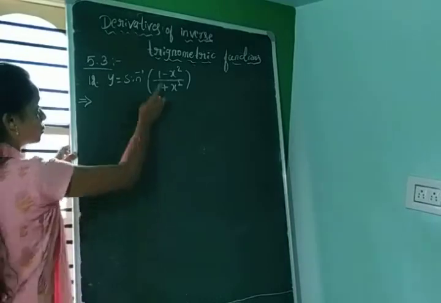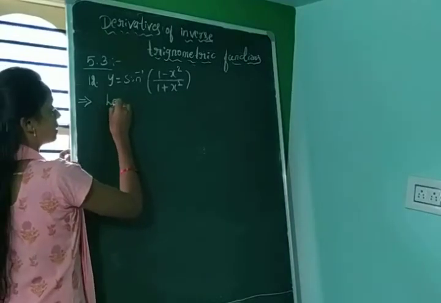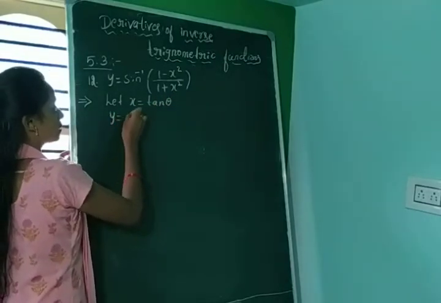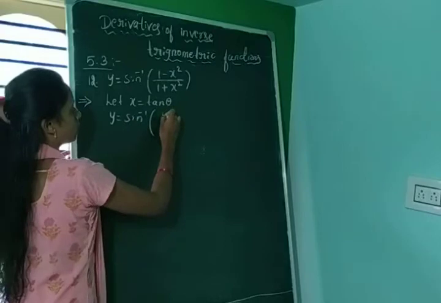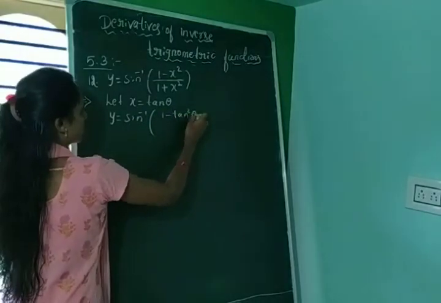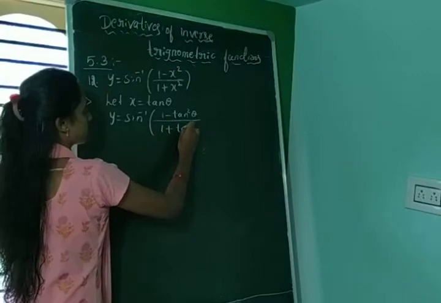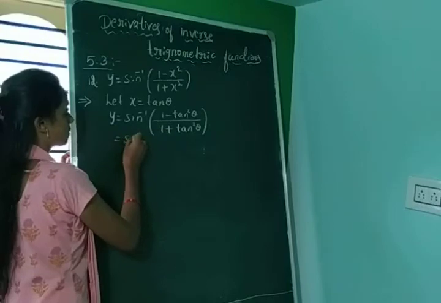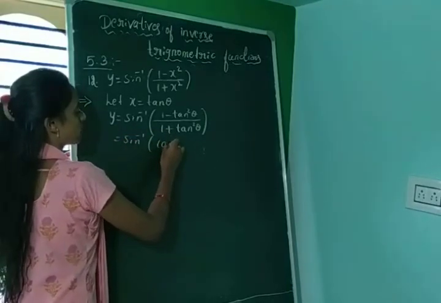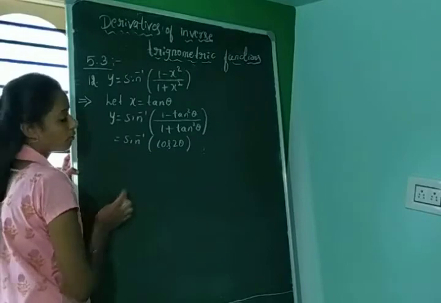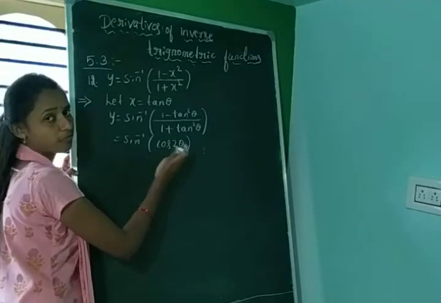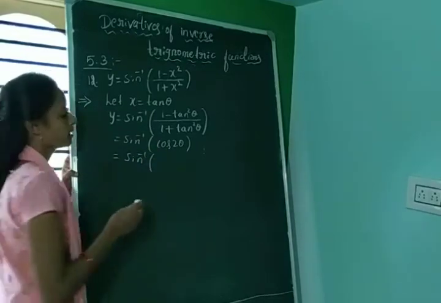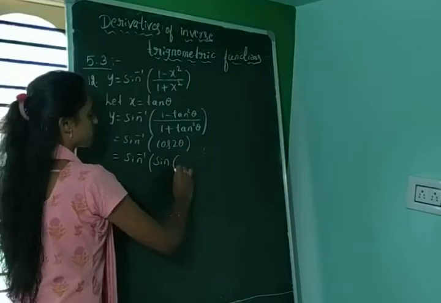Is it clear? So now again I will go with the substitution, that is let x is equal to tan theta, then y is equal to sine inverse of (1 minus tan square theta) divided by (1 plus tan square theta). So again the same trigonometric formula. So sine inverse of this is cos 2 theta. Now we can't cancel out these two because these are two different functions. Now I just make this cos a sine.